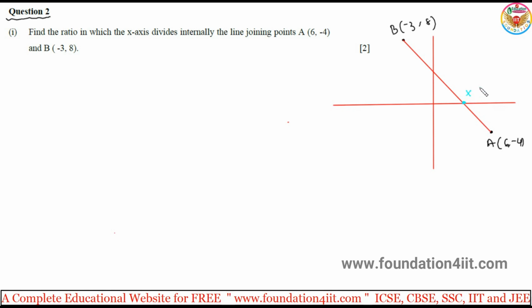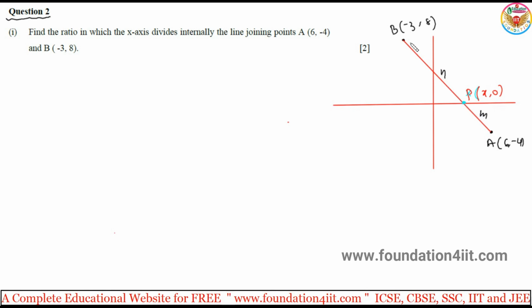This point on x, so the y value is 0. So let it be x, 0. We need to find out this point P. So this is x, 0. Now it divides in the ratio, let it be m is to n. A to P and P to B in m is to n ratio. Let us apply the formula. That is the section formula I can apply.